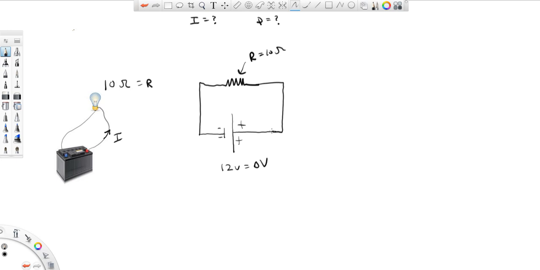Now the current, again, even though we know that electrons are actually attracted to the positive terminal and repelled by the negative terminal, remember, current is always defined by positive charge carriers. So we imagine positive charge carriers moving in this direction, because positive charge carriers will be repelled by the positive terminal, and they'd be attracted to the negative terminal.